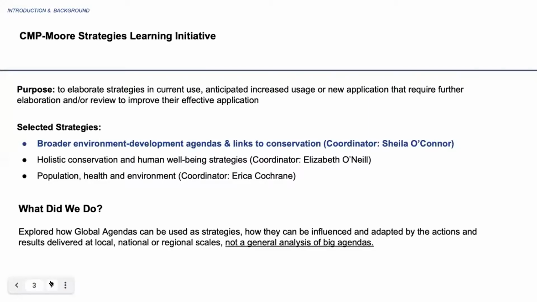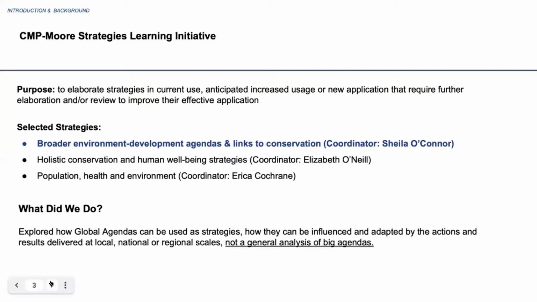So as you probably already heard, because you've heard from Erica and Elizabeth, who were part of what we called the Strategies Learning Initiative, which was a CMP More supported effort. The purpose of these learning initiatives was to try and look at strategies that are either in current use or may have a new application, and we wanted to think about them a little bit more and try and improve their effective application. So today, one of the selected strategic approaches is the broader environment development agendas and their links to conservation.